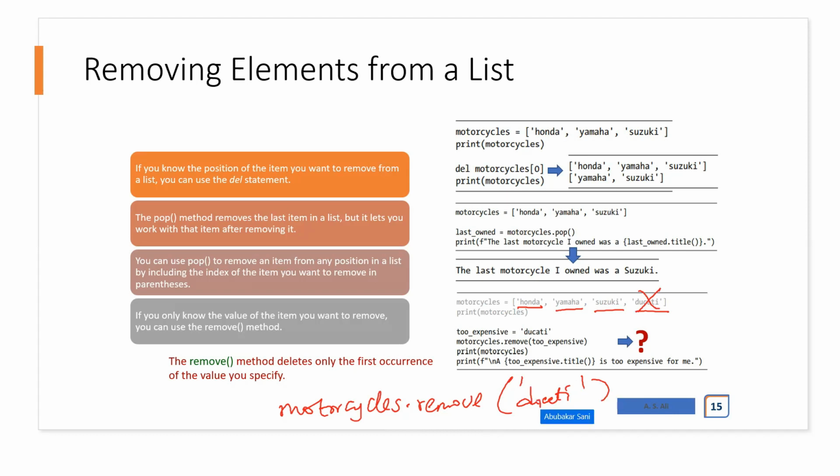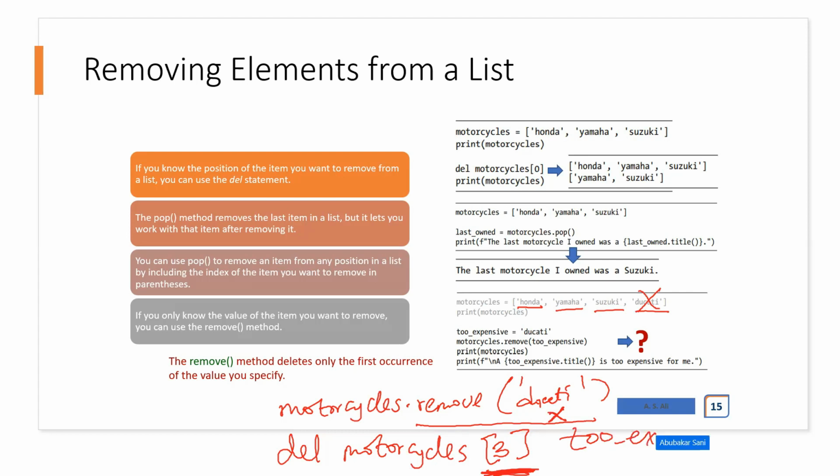So Ducati is going to now be removed. But look at it. If I'm going to use the del to remove this, I will just put del motorcycles, and I will put the last element, which is element 3. This one will also take out Ducati, and I will be left with just Honda, Yamaha, Suzuki. So look at the difference. For remove, you provide the value or the element you actually want to remove from the list. In this case, it's Ducati, so I wrote Ducati. But for del, you just indicate the index. This is index 3. So this is the difference. Of course, I can put Ducati, or I can even use too expensive, which is a variable.